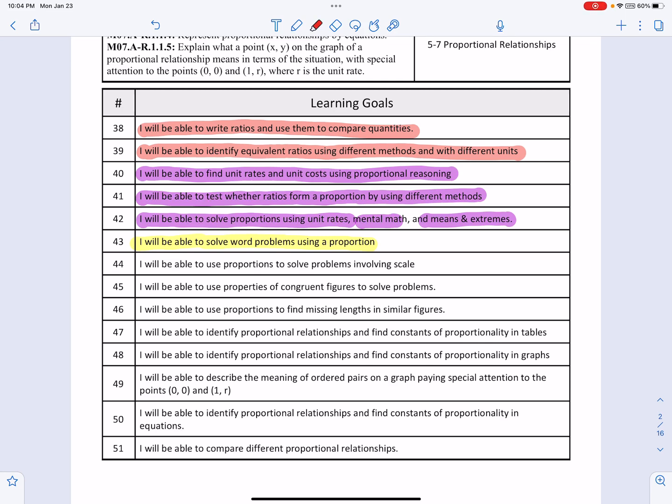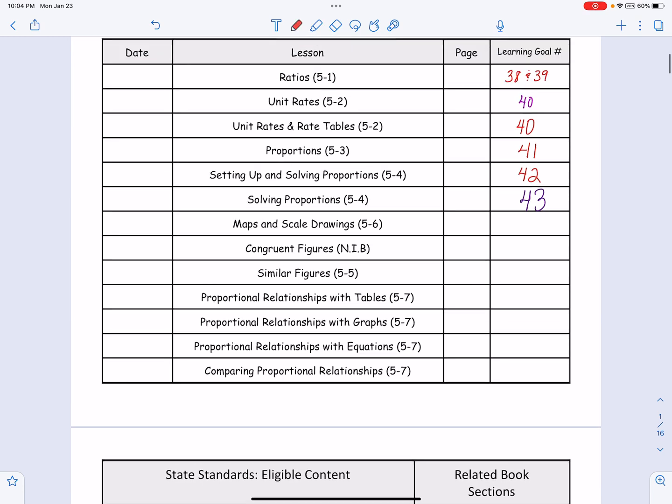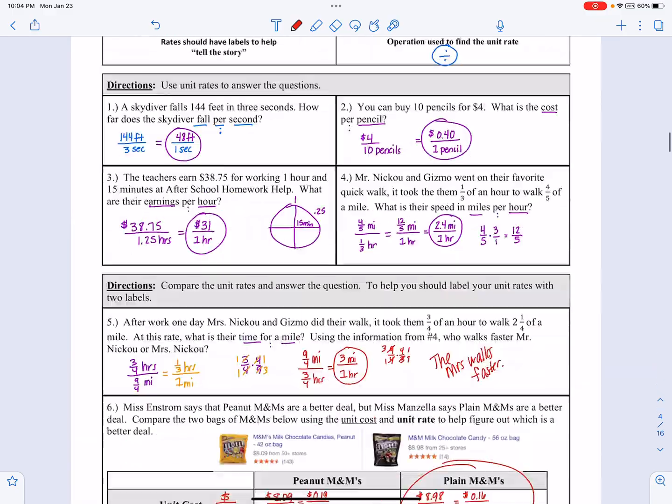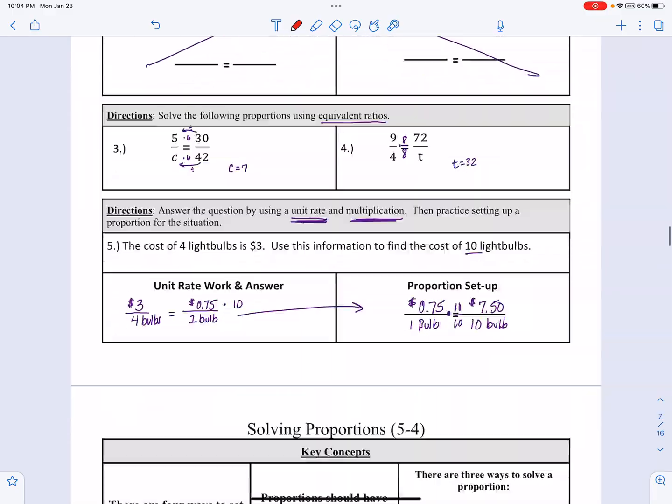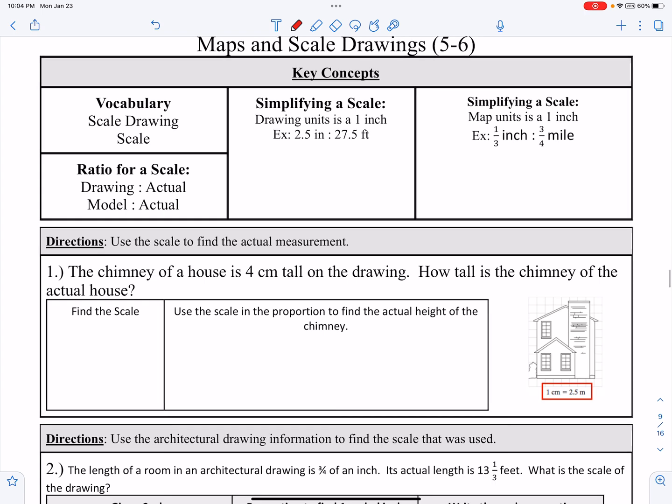All right, let's take a look at learning goal 44, which says I'll be able to use proportions to solve problems involving scale. Okay, and we'll go up here and fill in your learning goal of 44. Okay, going down to the maps and scale. Here we go. All right, so what I want you to see is the repetition of ratios and proportions. It's things that we've already been doing. Okay, so it's not that much different.